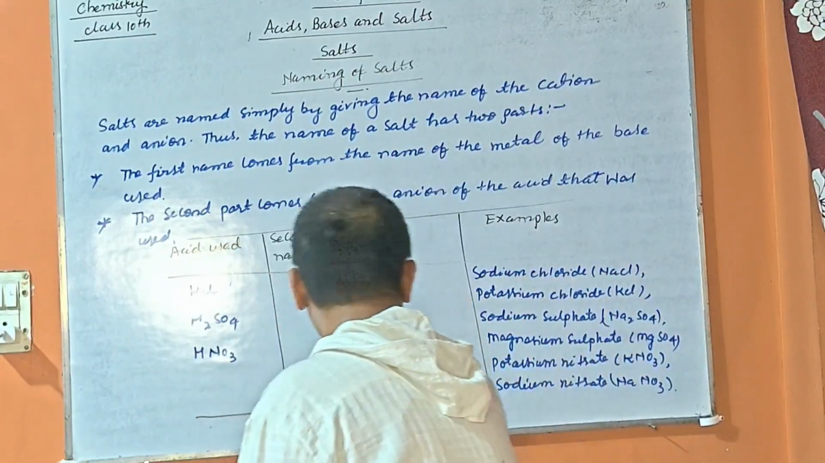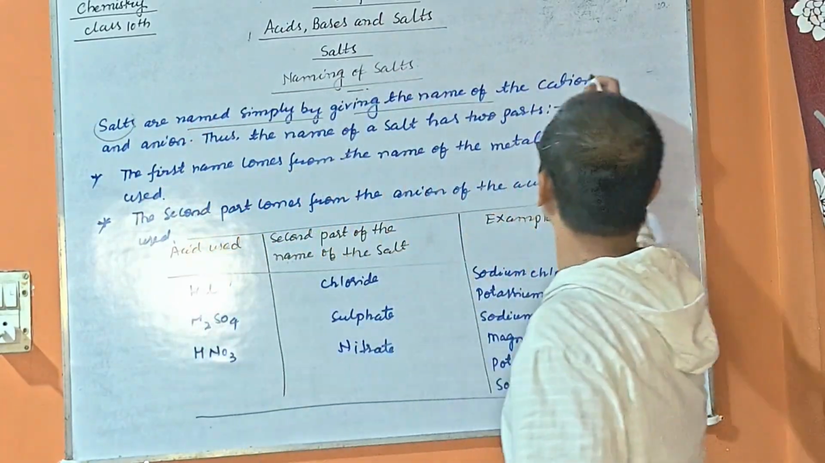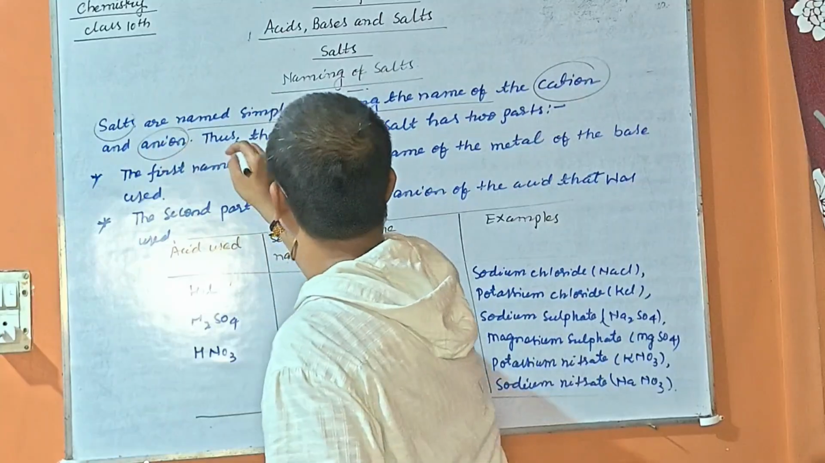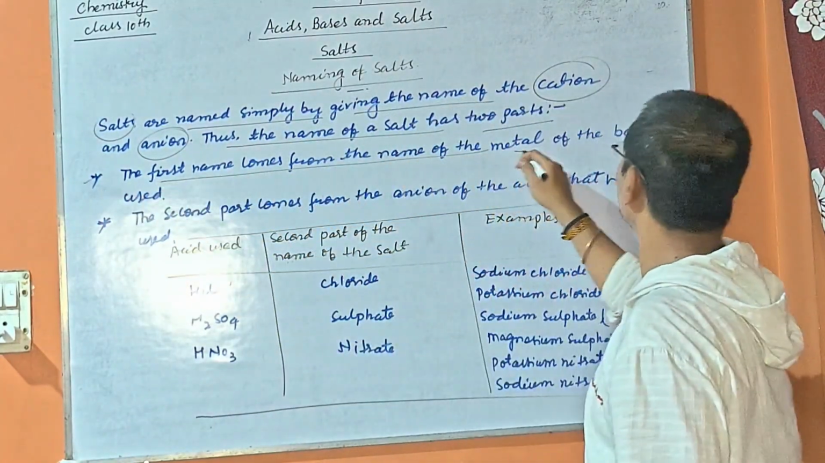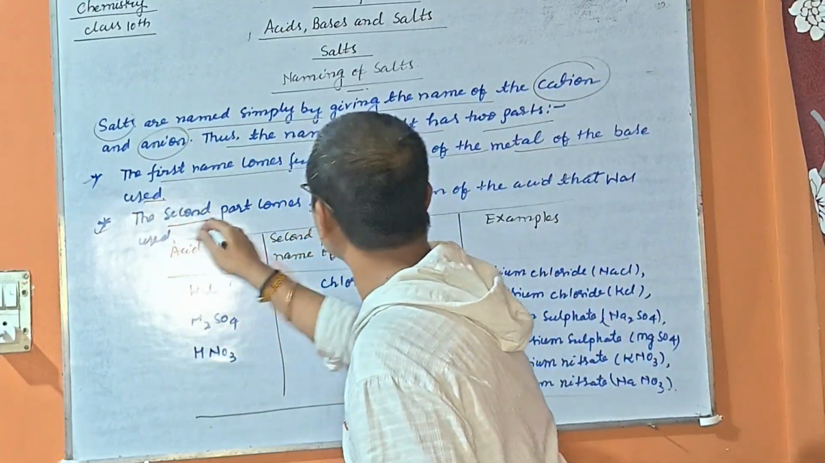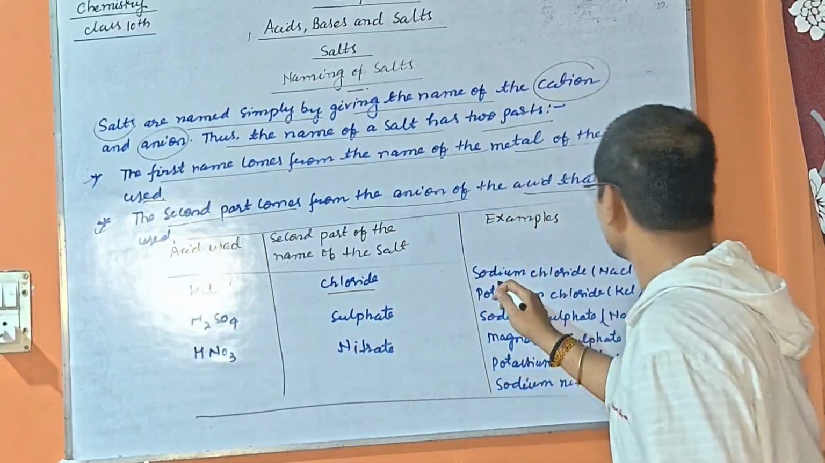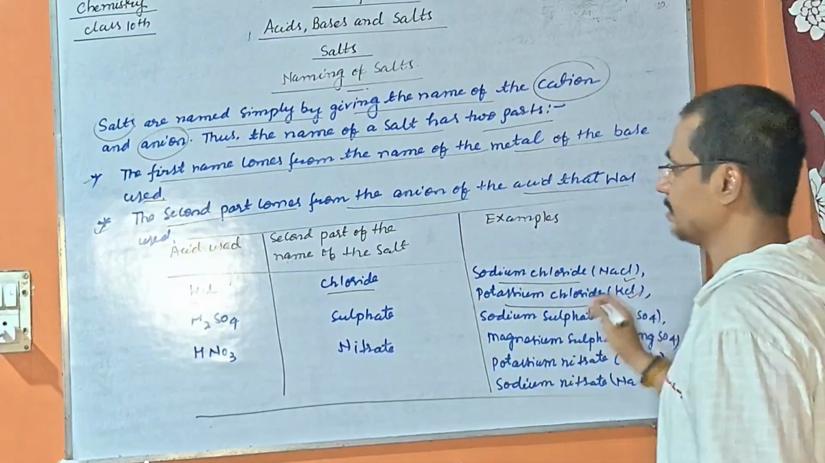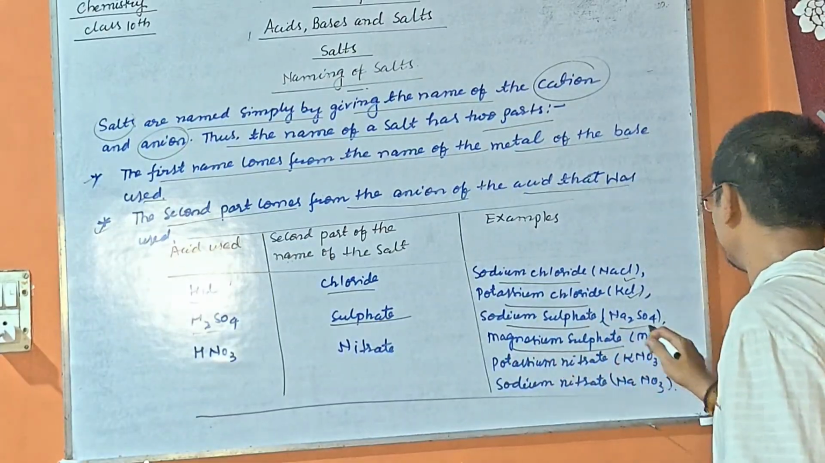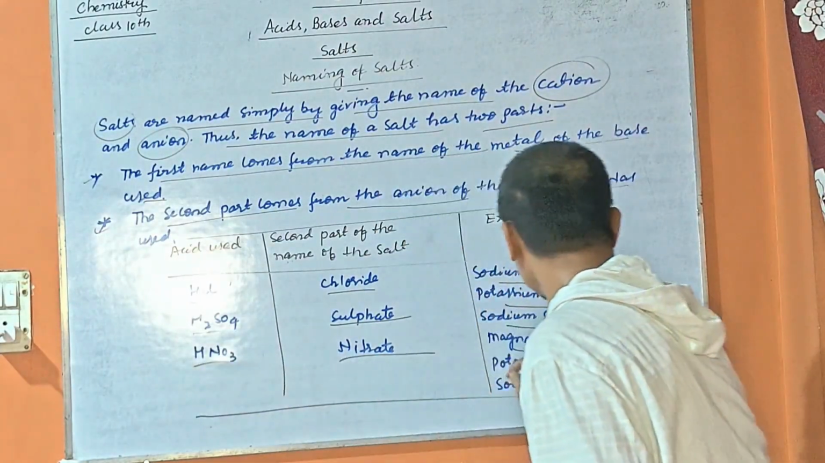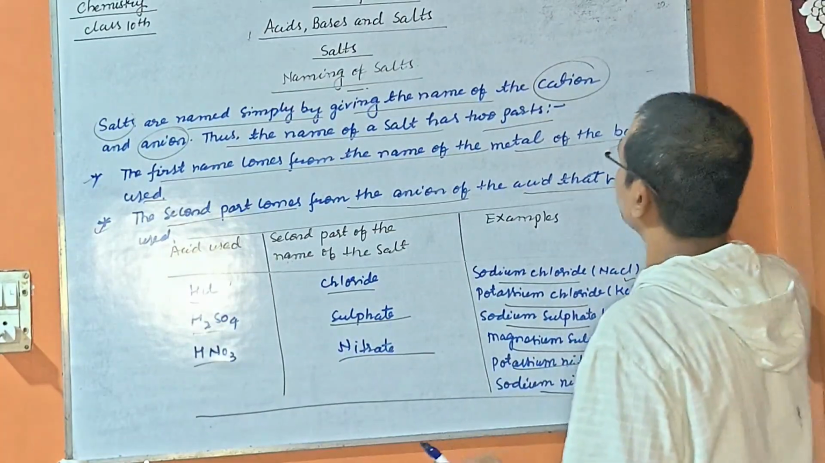So my dear students, these are the things you have to understand. Salts are named simply by giving the name of the cation and anion. Thus the name of the salt has two parts. The first comes from the name of the metal of the base used. The second comes from the anion of the acid that was used, like HCl, chloride: sodium chloride NaCl, potassium chloride KCl; H2SO4, sulfate: sodium sulfate Na2SO4, magnesium sulfate MgSO4; HNO3, nitrate: potassium nitrate KNO3, sodium nitrate NaNO3.